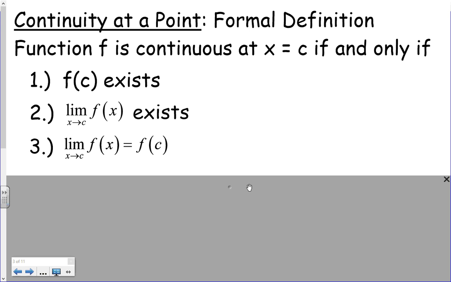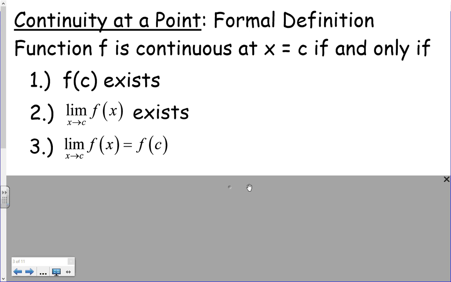Don't tell me things about being able to draw something without lifting your pencil. That's not going to work. The formal definition of continuity at a point is this, and this is how you specifically tell me that you either are continuous or you're not at a particular point. Function f is continuous at x equals c if and only if it meets the following three criteria.